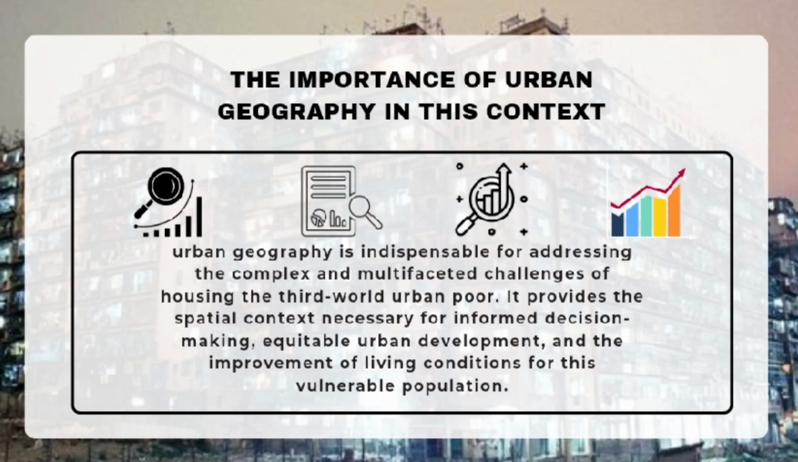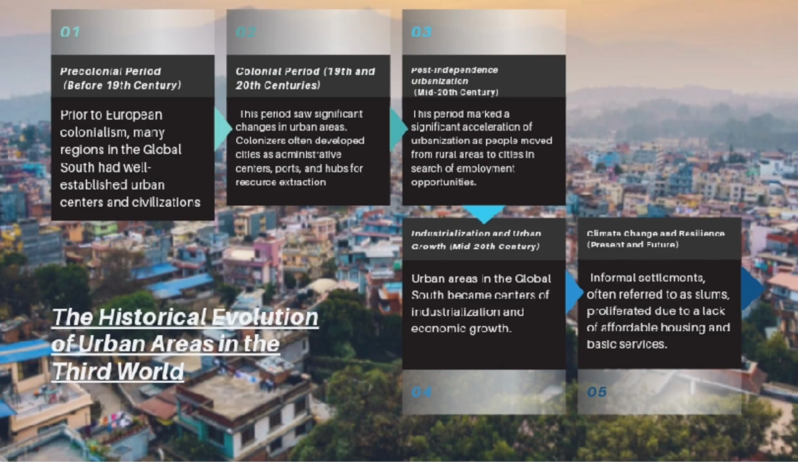So what is the importance of urban geography in this context? Urban geography is indispensable for addressing the complex and multifaceted challenges of housing the third world urban poor. It provides the spatial context necessary for informed decision making, equitable urban development, and the improvement of living conditions for this vulnerable population. And here is the historical evolution of urban areas in the third world, from past to present urban evolution.